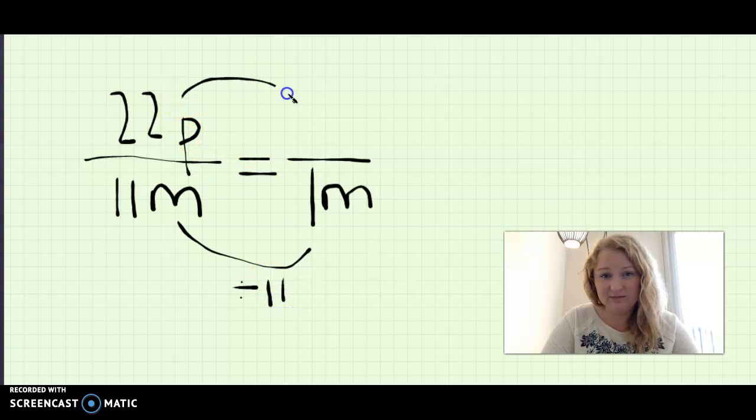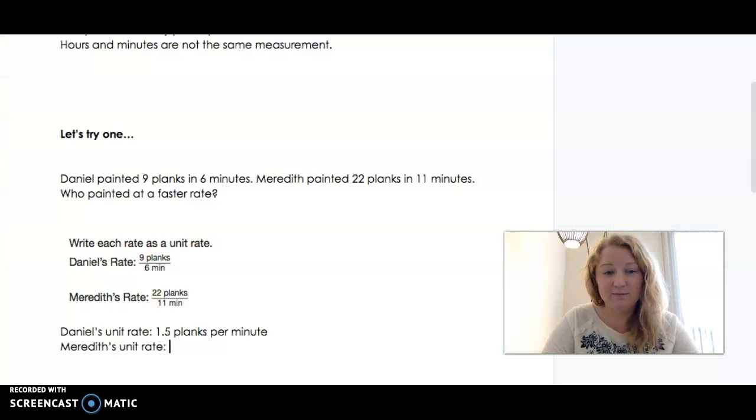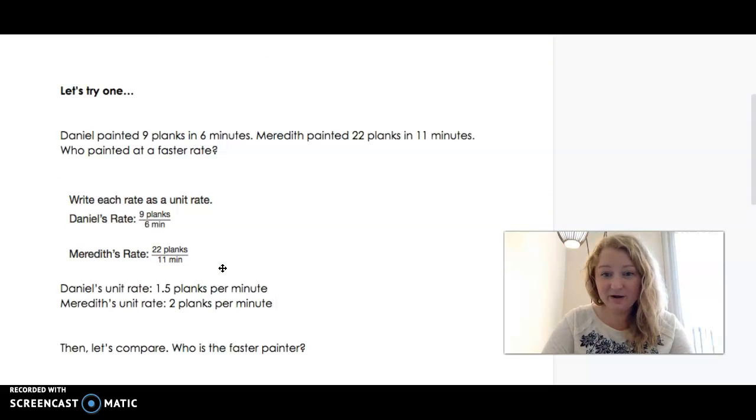So I'm going to do that same thing at the top. If I have 22 divided by 11, that's going to give me 2. So now Meredith's unit rate, because her denominator is 1, is 2 planks per 1 minute. So 2 planks per minute. And then we can compare them. So who's the faster painter? Daniel, who can paint 1.5 planks per minute, or Meredith, who can paint 2 planks per minute?